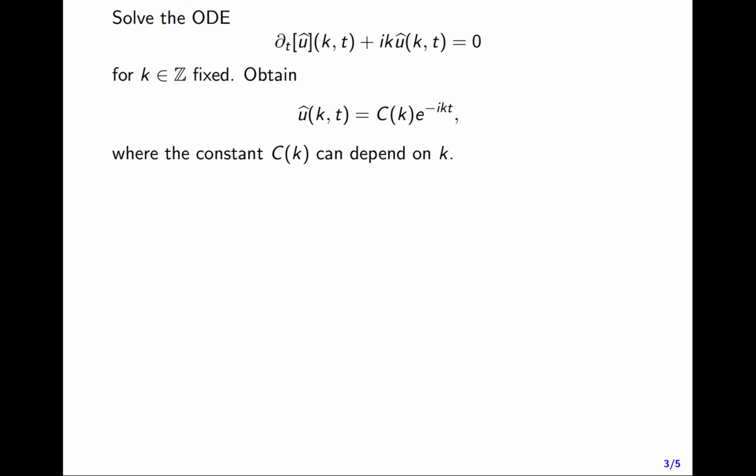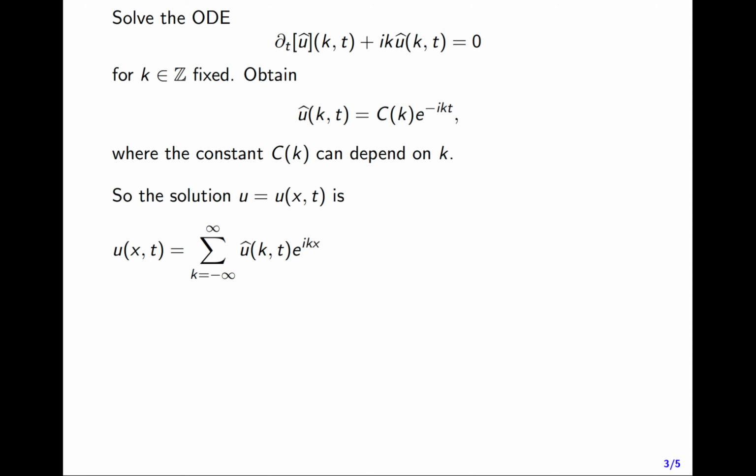So take a moment, hit pause if you need to, to make sure you understand how u hat of k,t is c of k times e to the minus ikt. This is why we spent all that time on familiar first-order equations at the start of the course, so now we can handle them with parameters.